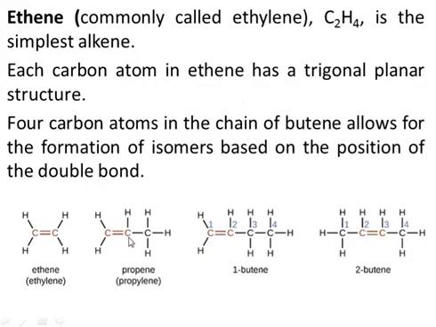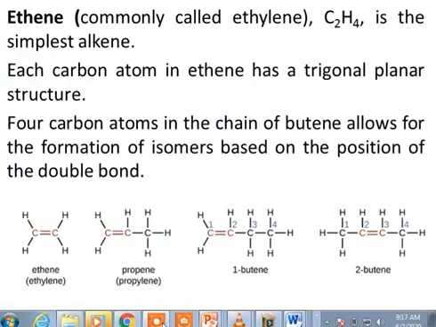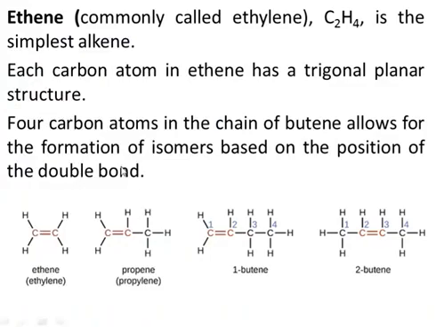Similarly, we have propylene. Here we have the structure of propylene. You can see that in propylene we have three carbons, and here we have a carbon-carbon double bond. Just remember that only the carbons which are doubly bonded have sp2 hybridization. This carbon is singly bonded, it has four bonds, so this is sp3 hybridized. However, this is sp2 hybridized.